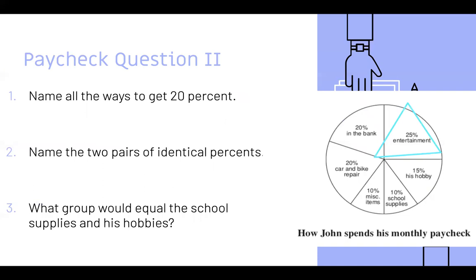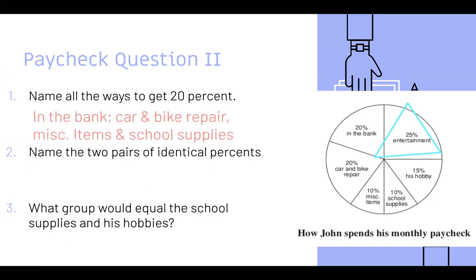All right, name all the ways he gets 20%. Well, 20% is car and bike, in the bank, and in the bank, car and bike repair, misc items, and school supplies. We can add those two 10% together. And we can see all those triangles corresponding there.